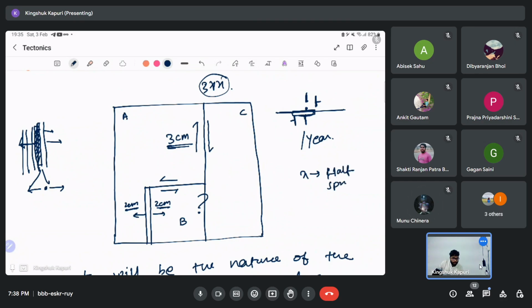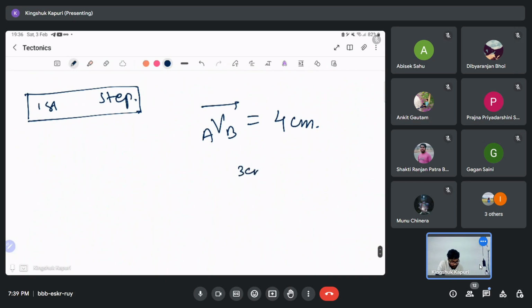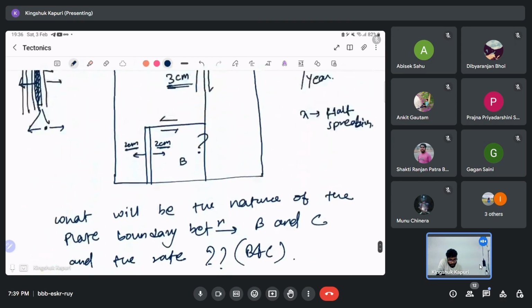Okay, only in case of mid oceanic ridge there will be half spreading rate. I mean there will be a multiplication factor, but in case of any other boundary there will be no half spreading rate, because half spreading rate is a concept for only divergent boundary. Is that clear to all of you? So here, it will be only 3 centimeters, which will be your A to C. Okay, now see how you will solve this question.